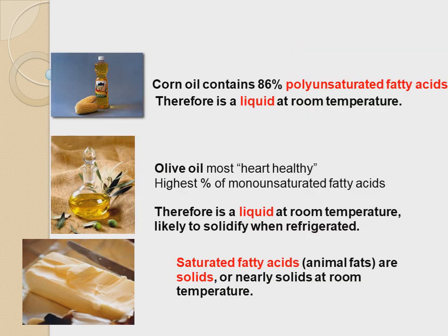من الأمثلة على saturated unsaturated fatty acid عندنا corn oil contain about 86% polyunsaturated fatty acid، olive oil اللي هو most healthy for heart and contain highest percent of monounsaturated fatty acid، يكون liquid at room temperature likely to solidify when refrigerated. saturated fatty acid اللي موجود بالanimal fats يكون solid and nearly solid at room temperature.